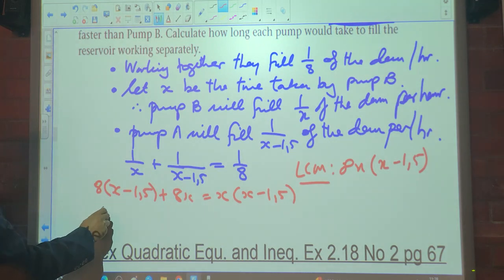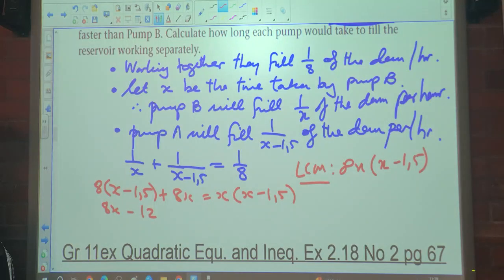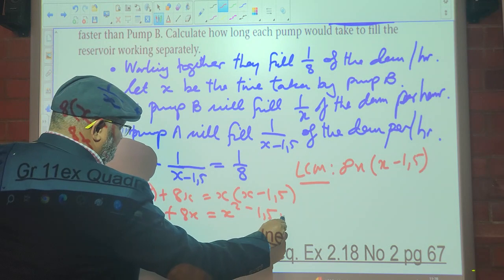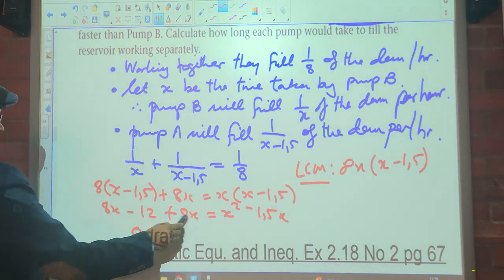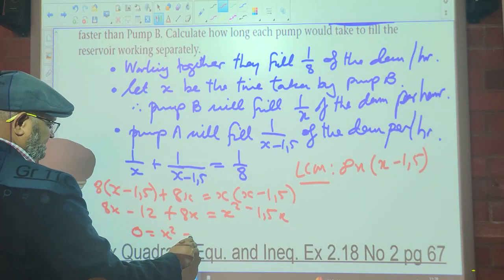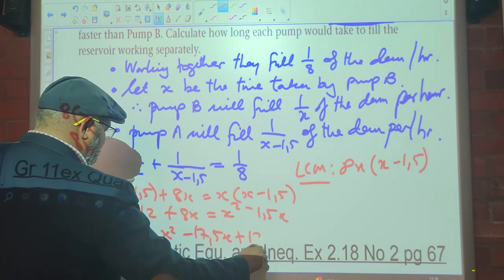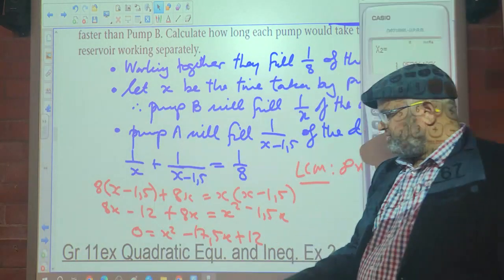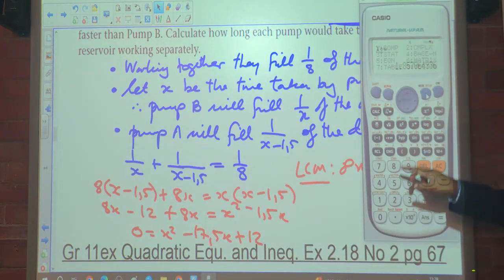The method of solving for x here is 8x minus 3 over 2 is going to give you 12. Is that correct? Plus 8x equals x squared minus 1.5x. Everything on one side, so 0 is equal to x squared. That's going to give you 16x minus 17.5x plus 12. Is that correct? Yep. So what do I do? Either quadratic equation or complete the square or get rid of the fraction, whatever you want to do. I'll just use the calculator.